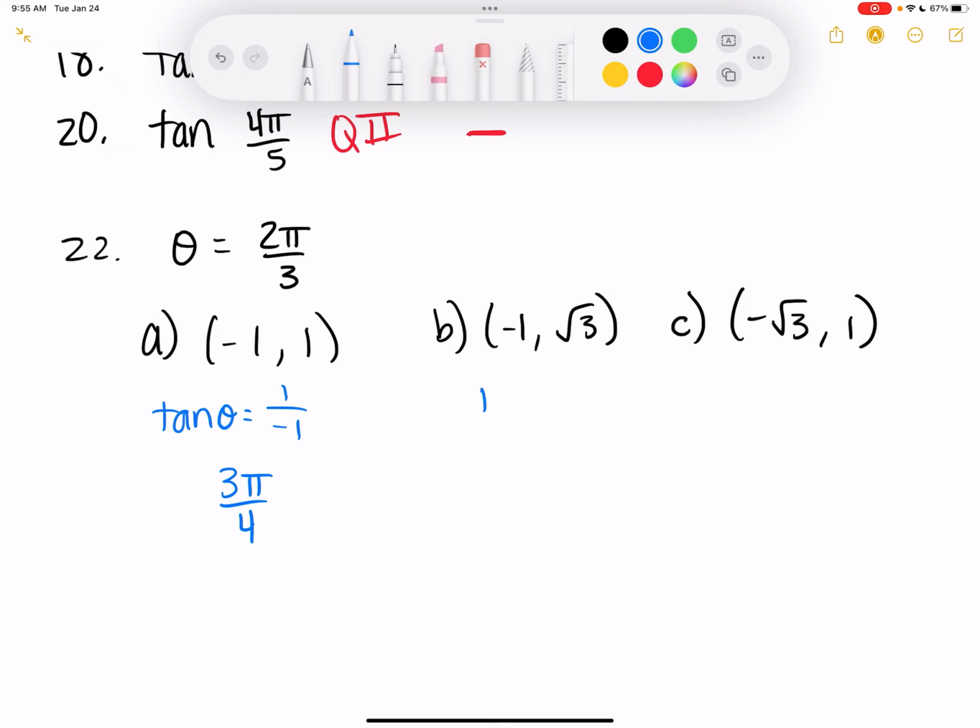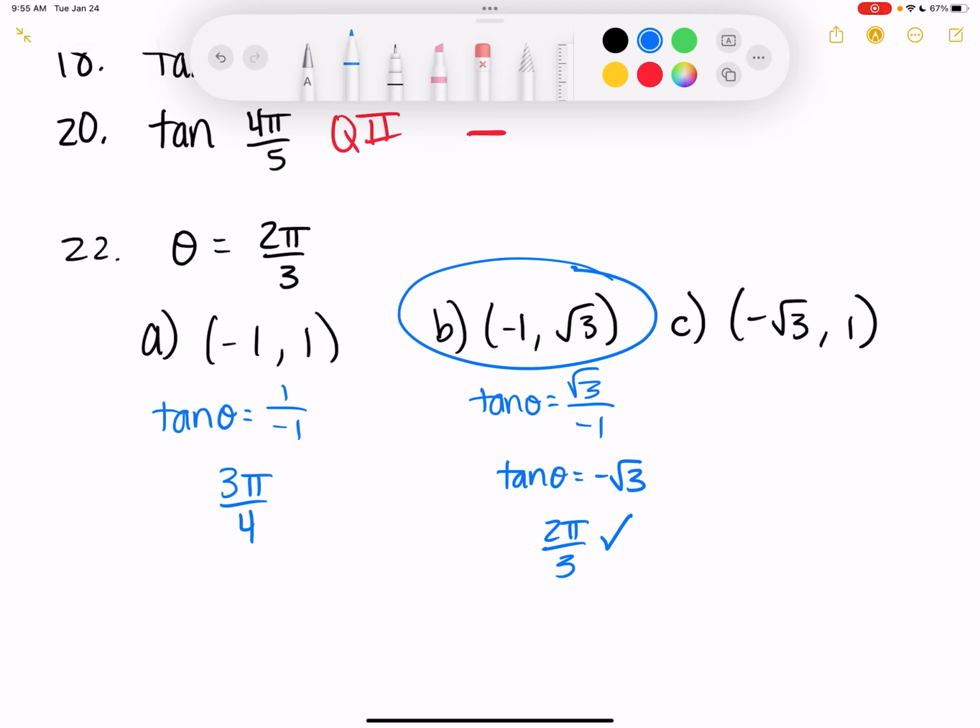So for this one, tangent of theta would be equal to square root of 3 over negative 1, or negative square root of 3. That is right there. That one is 2 pi over 3, so this one works. Just because there's not a lot of problems like this, I'm going to go ahead and show the last one. But that is the one that we want.